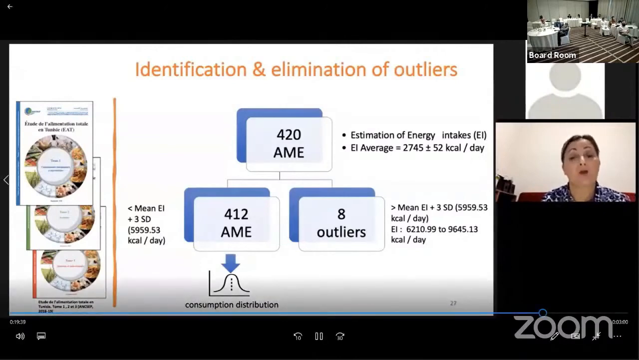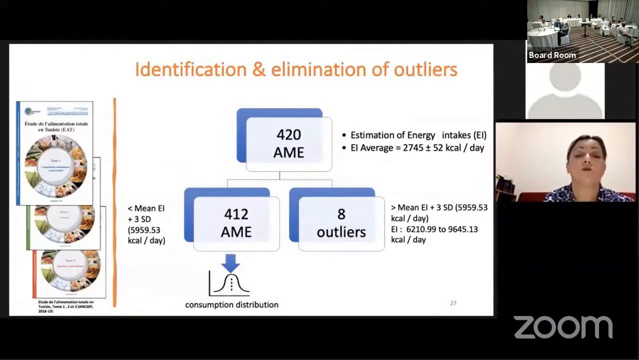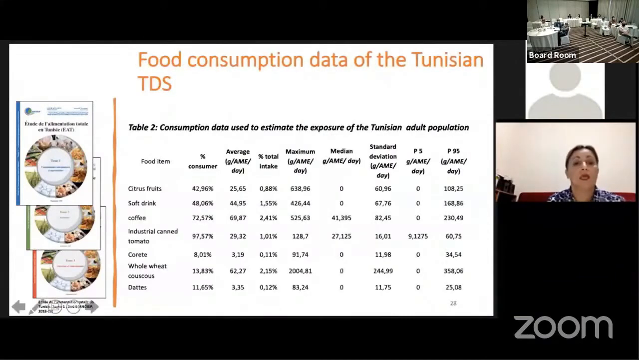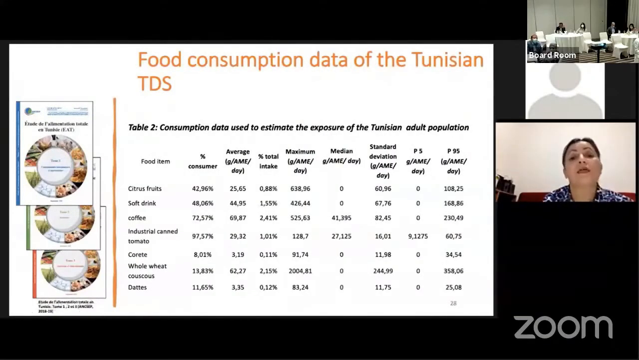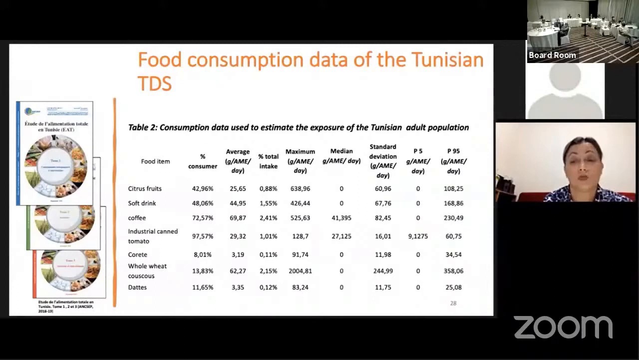So we eliminated 8 outliers that have an energy intake from 6,000 kilocalories per day to more than 9,000 kilocalories per day. At the end, we used the 412 adult male equivalents for the estimation of the food consumption. And with this subsample, we have a consumption distribution that we use as consumption data. And you can see in these tables the consumption data that we use to estimate the exposure of the Tunisian adult population.